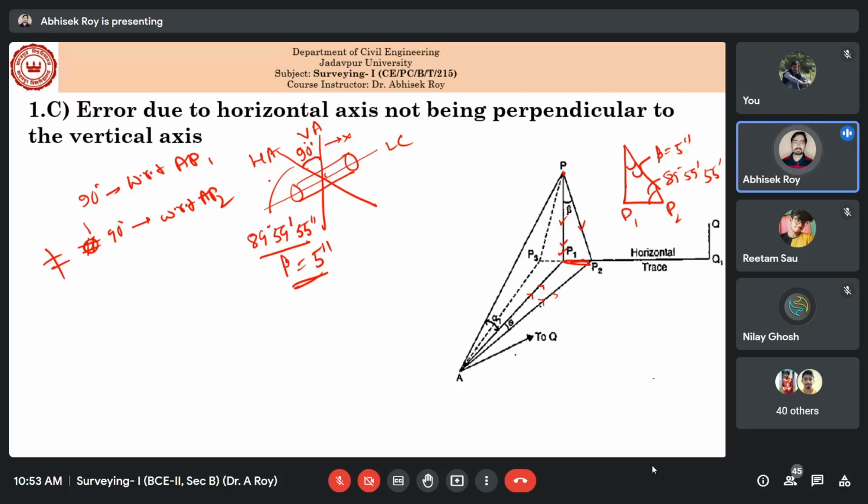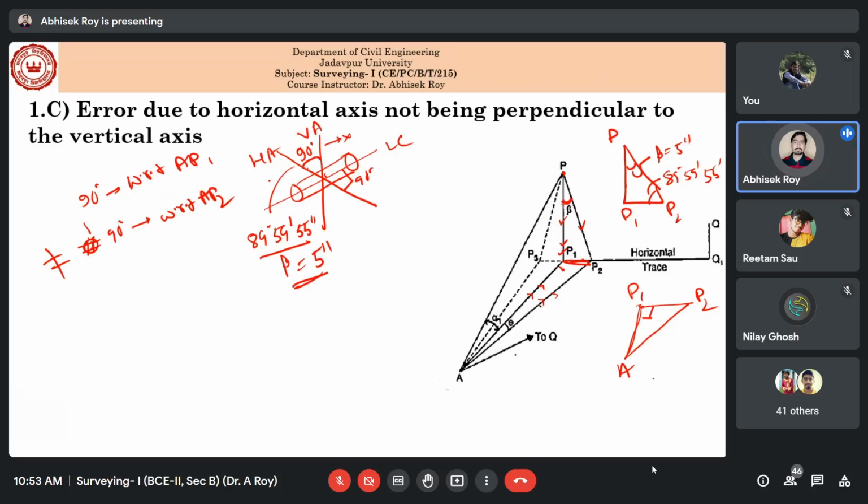This error between the horizontal axis and vertical axis will form a triangle here, where it will form the beta angle. So this is 5 seconds. Remember, this is one triangle, P1, P2. Now in the horizontal plane, when you are looking through this telescope, it is also forming another triangle like this one, P1, P2 and A. You do not have the problem between the line of collimation and horizontal axis here. This angle is 90 degree.